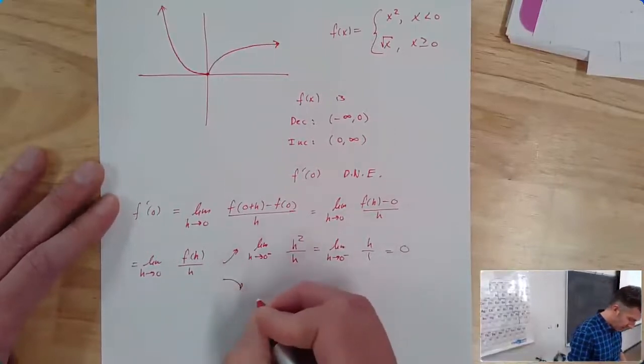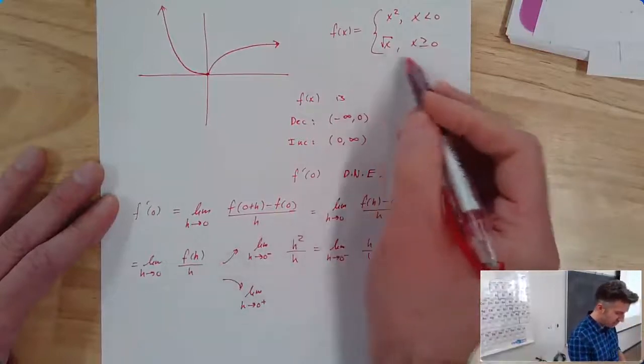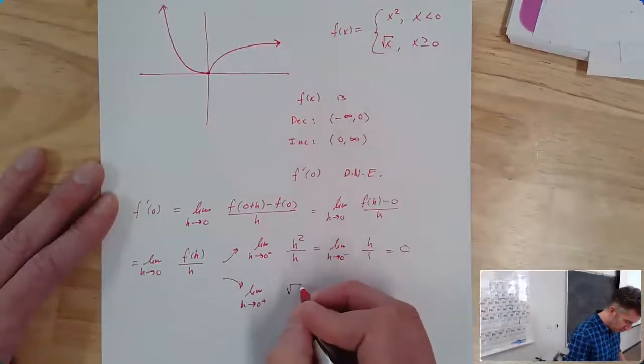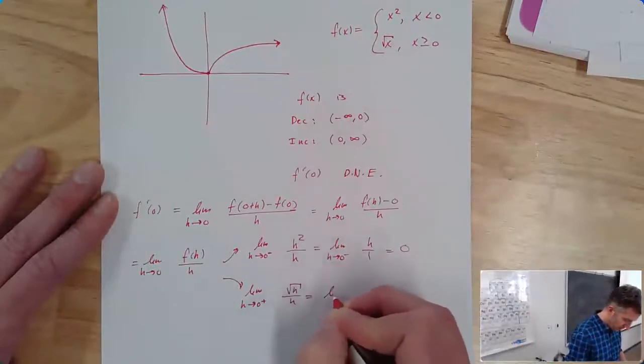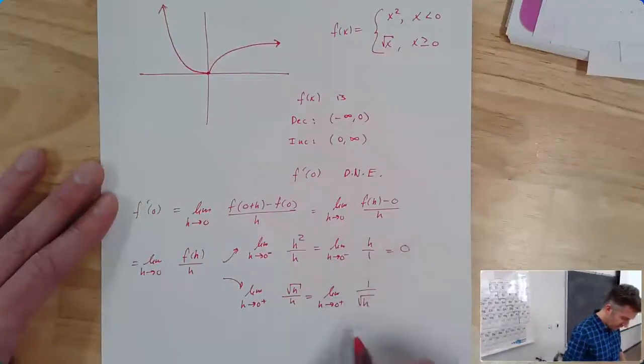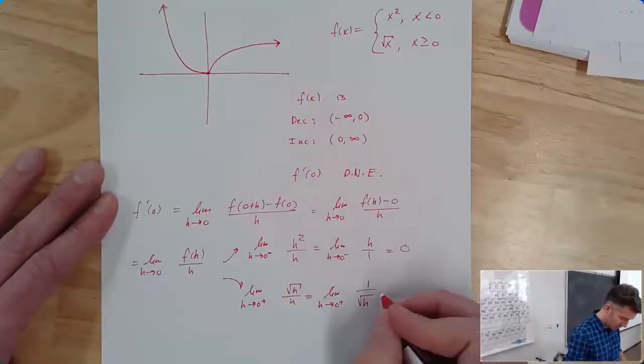If I go from the right, well, then I'm bigger than 0, so I'm using the square root part. So f of h is going to be the square root of h over h, which simplifies to the limit as h goes to 0 from the right of 1 over the square root of h. And as h goes to 0, 1 over root h goes to infinity.